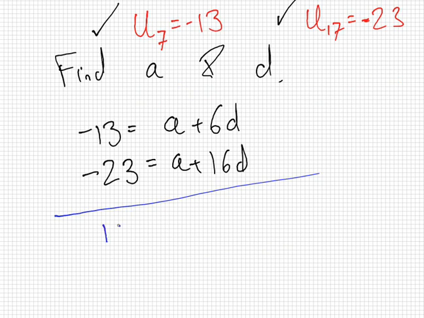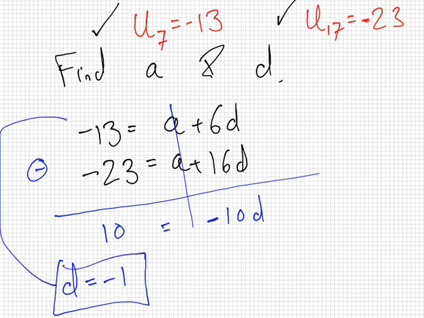Cancel a's. So here I'll get 10 if I minus them. Minus 13 minus 23 is 10, isn't it? They go. And then that's minus 10d. So then what does d equal? Minus 1. And I just put that back in here. And I'll get a equals, let's see, it's minus 13 plus 6. Minus 7, is it? Yes.